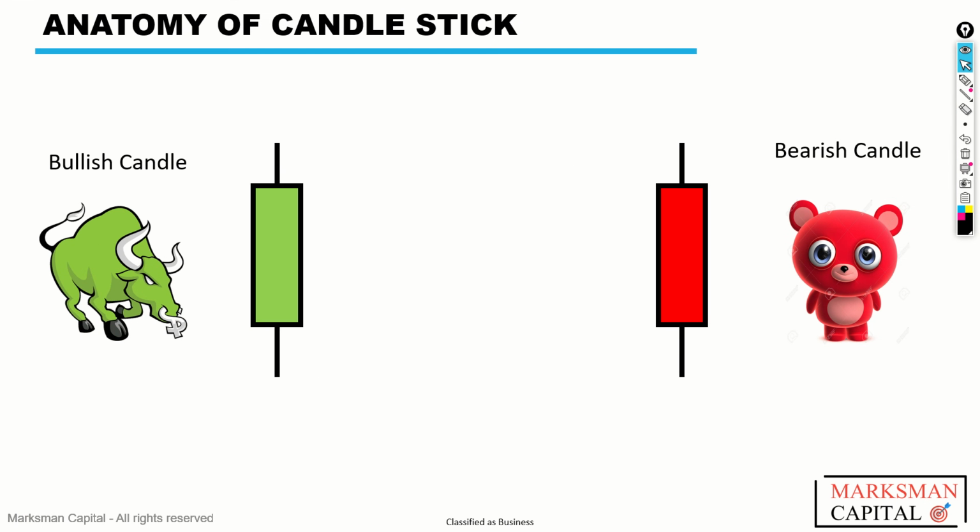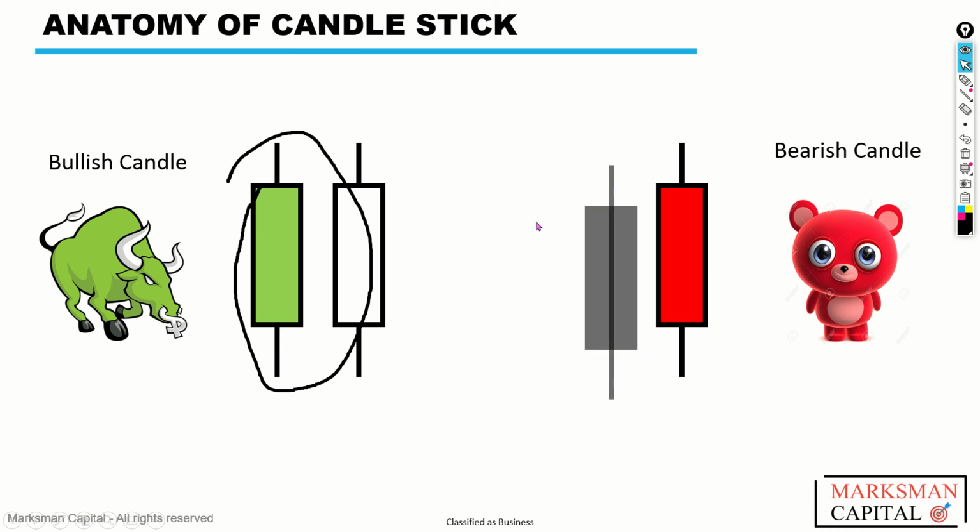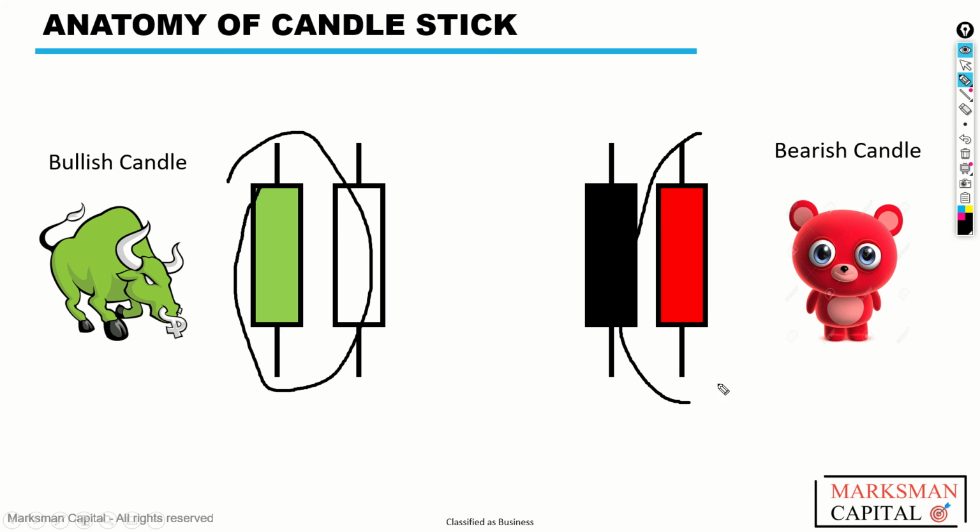Now, if we talk about the anatomy of the candlestick, on the left-hand side you see a bullish candlestick, which is represented by green color, and sometimes also by white color. These are the two colors commonly used for bullish candles. If it is a bearish candle, we would see either black or red, but it's most commonly represented with a red color candle.